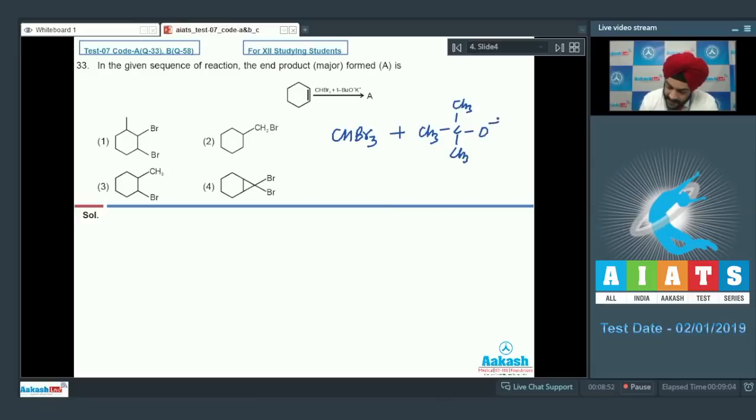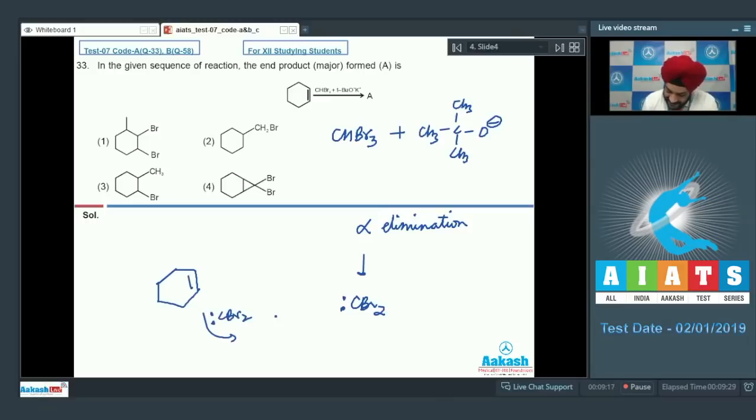So this tertiary butoxide ion will cause alpha elimination in the bromo form. So there will be a loss of an H and a Br, and there will be a formation of the dibromocarbon radical. Now students, this dibromocarbon radical will directly add to the double bond present, leading to the formation of a cyclopropene, which is going to have bromine as well.